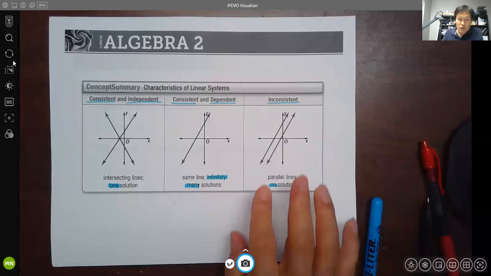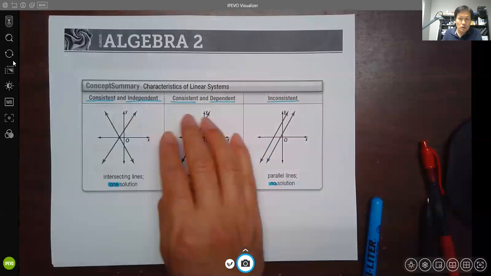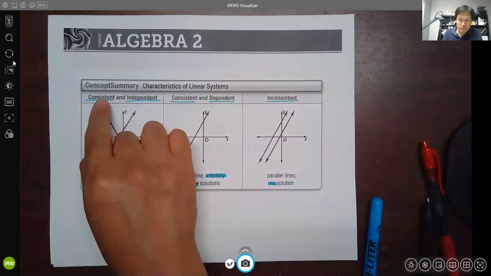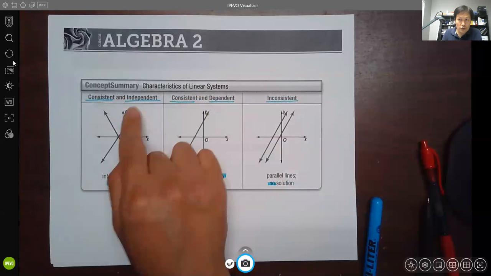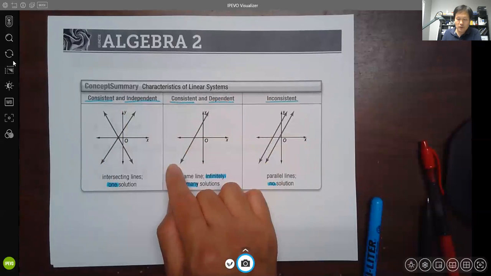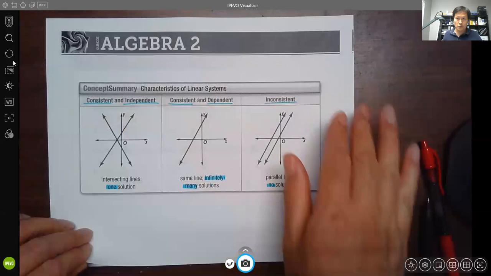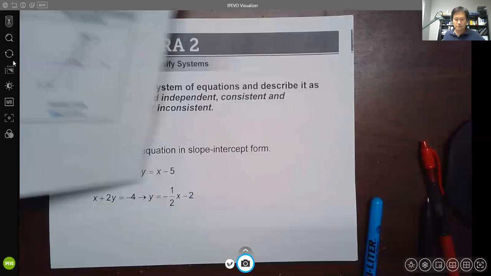Okay, no solution, inconsistent. Some solution, consistent. Only one solution, independent. Infinitely many solutions, dependent. You need to be very familiar with this classification.